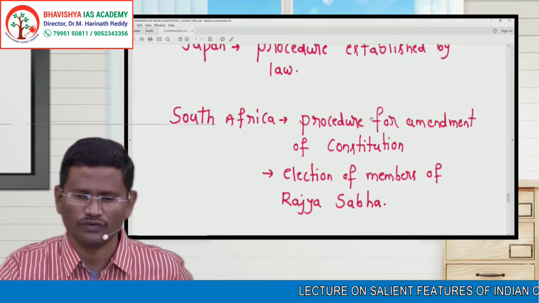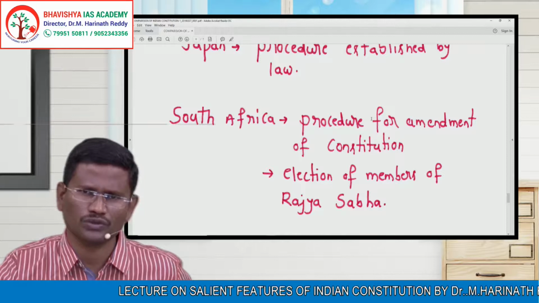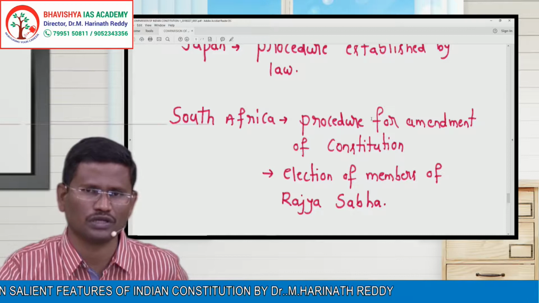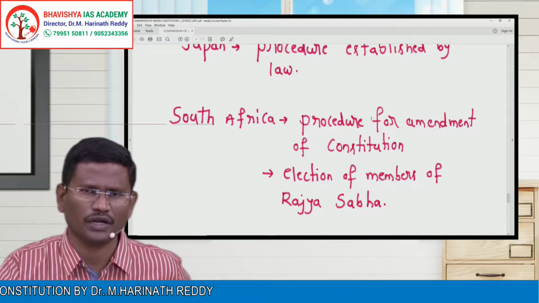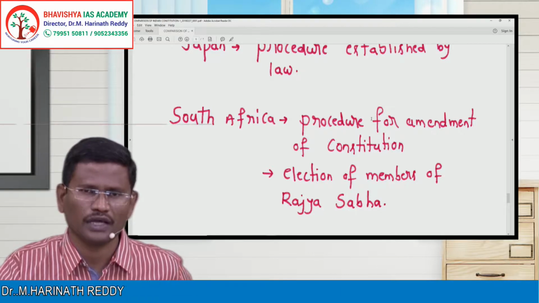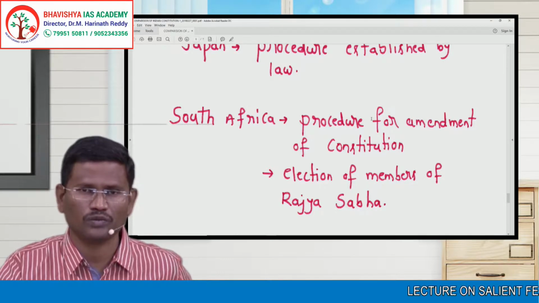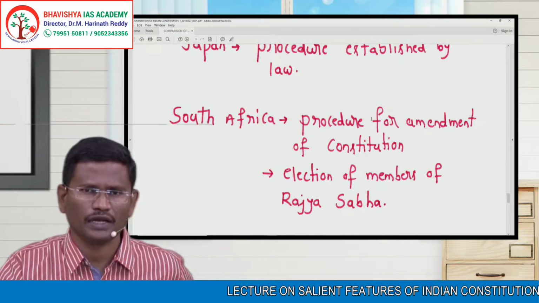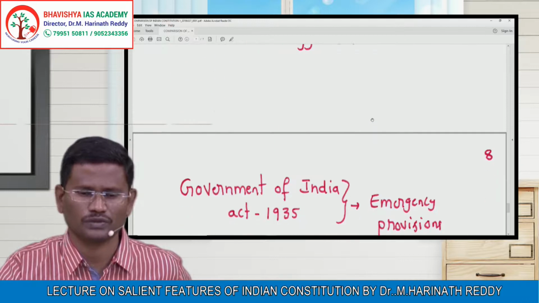Then South Africa. From the Constitution of South Africa, we have borrowed the procedure for amendment of the Constitution. And I told you the members of the Rajya Sabha, some are nominated, this is borrowed from Ireland. The other members of the Rajya Sabha are indirectly elected by the members of the legislative assemblies. This is borrowed from the Constitution of South Africa. So the indirect election of the members of the Rajya Sabha is borrowed from the South African Constitution.